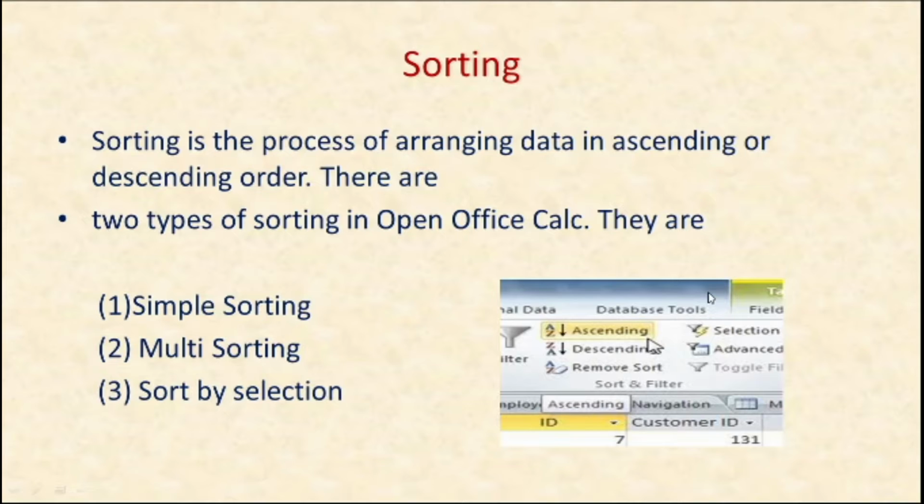Sorting is the process of arranging data in ascending or descending order. Arranging the records in ascending and descending order. You see, A to Z is alphabetical ascending order, and Z to A is descending order. So we will study everything in the demonstration class practically. In this class we are going to study three types of sorting method: simple sorting, multi-sorting, and sort by selection method. This part we will discuss in the demonstration class.